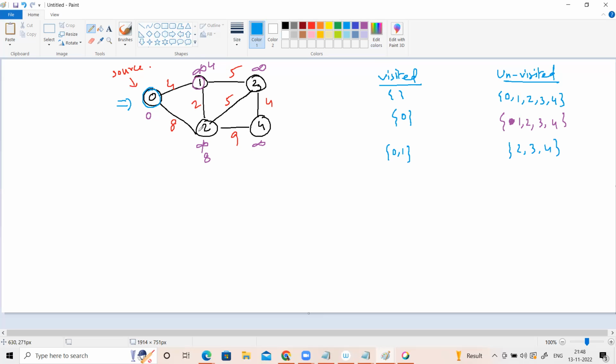Now we will do the same thing. We will explore all the neighbor nodes of 1. Who are the neighbors of 1? 0, 2 and 3. Now 0 will be ignored because it is already visited. So we will focus on 2 and 3. Same process, we will explore 2 and 3.